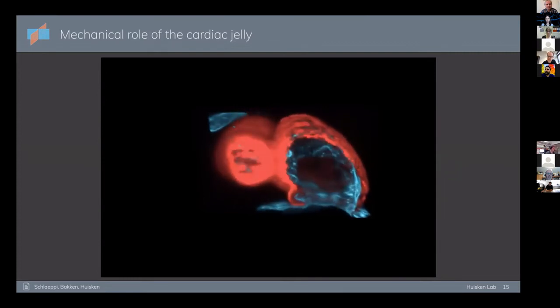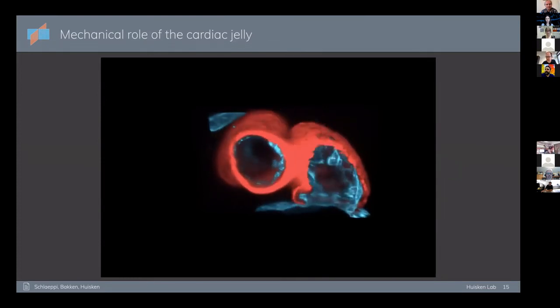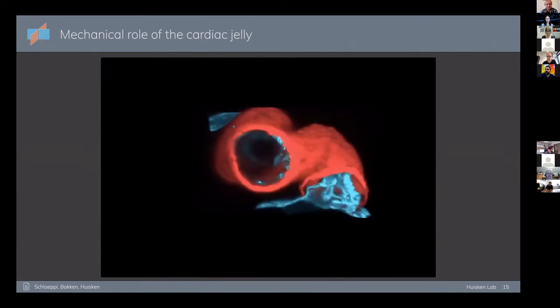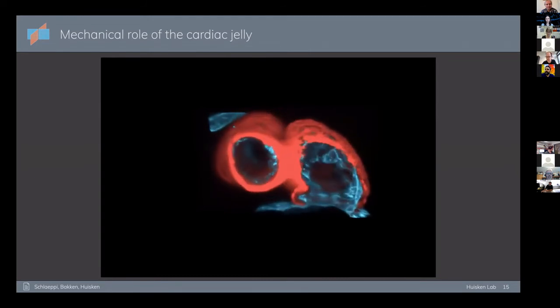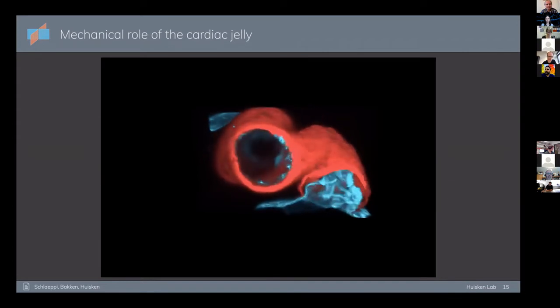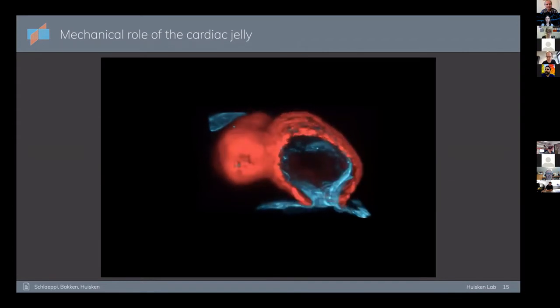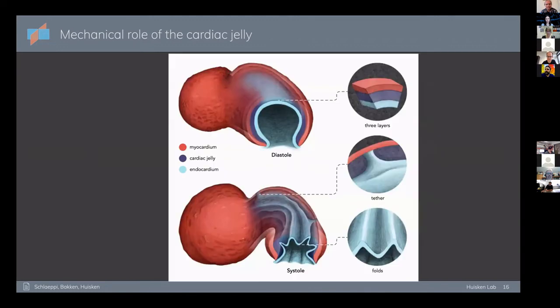So in a recent project, we're trying to understand how the myocardium contracts and how this force is exerted on the endocardium, the inner layer of the heart, and how this is folded and which role the cardiac jelly, the incompressible extracellular matrix that sits in between these two layers, plays. And so that allows us then to develop three-dimensional models of the heart. And we even built a macroscopic model of the heart to replicate some of these mechanical features that we observe in the zebrafish.